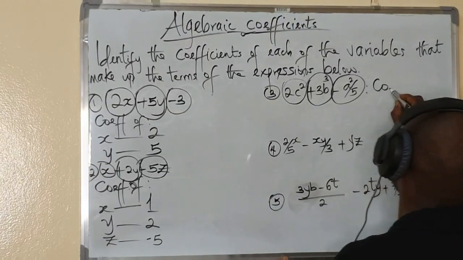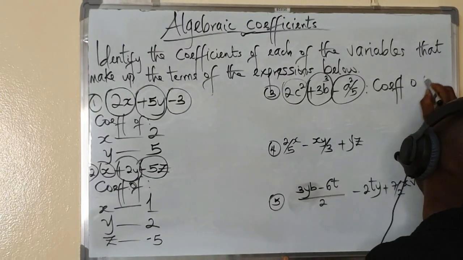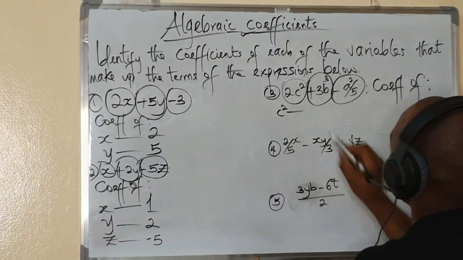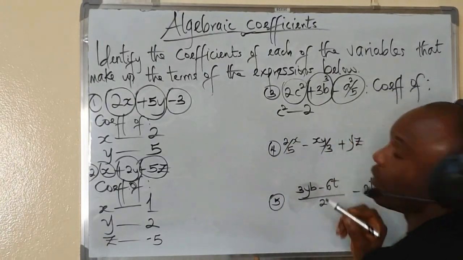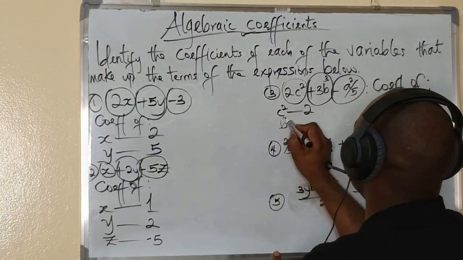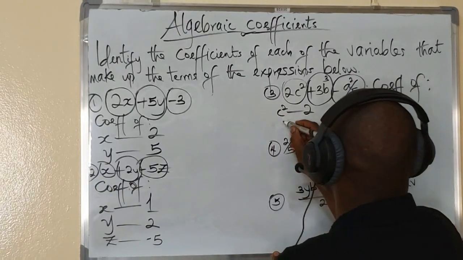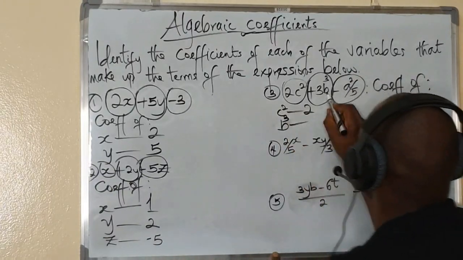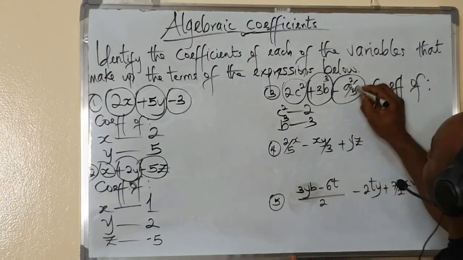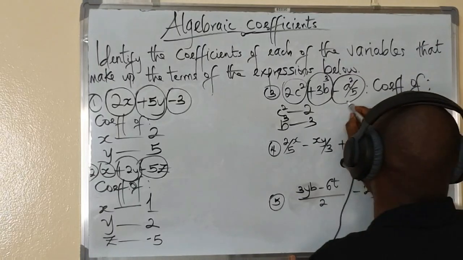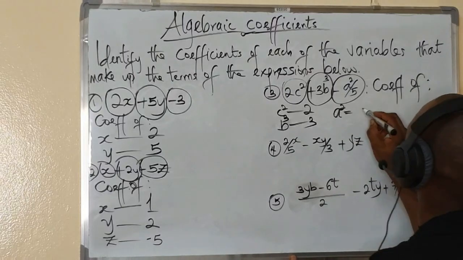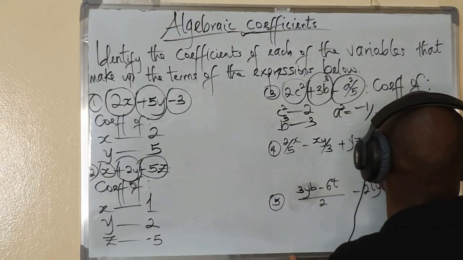We want to identify the coefficients of, what are they? The first one is c squared. And the c squared has 2 as its coefficient. The next variable we have here is b cubed, and the coefficient of b cubed is positive 3. And the next term we have is a squared upon 5. For a squared, the number next to it, which is the coefficient, is negative 1 upon 5.